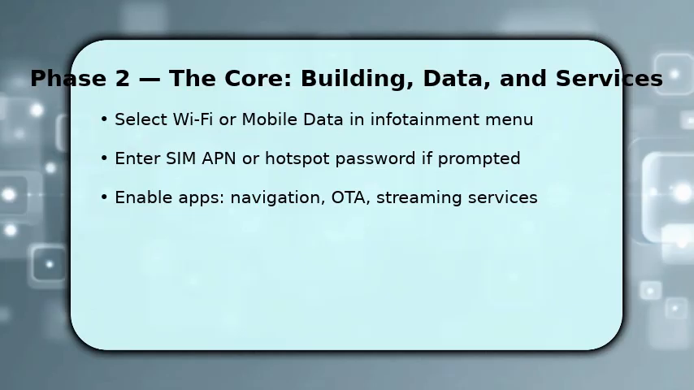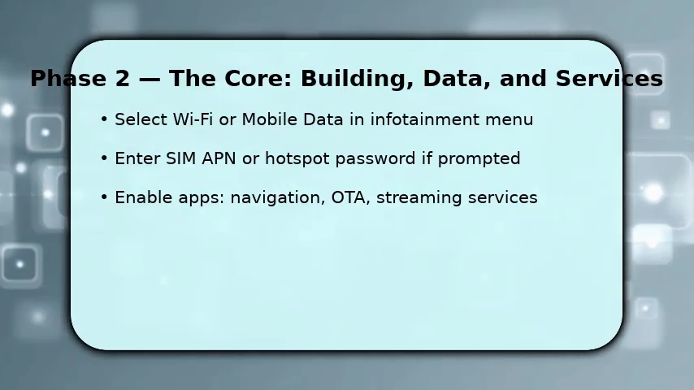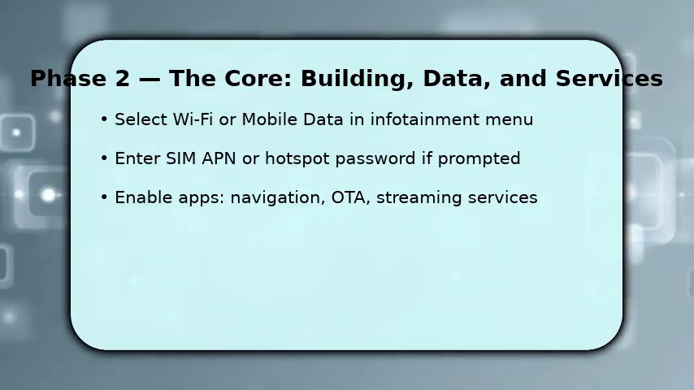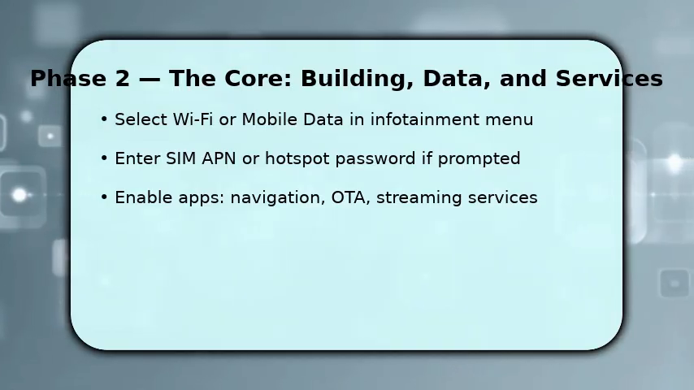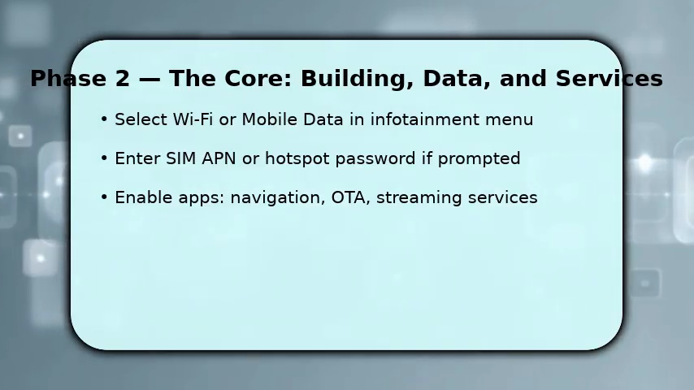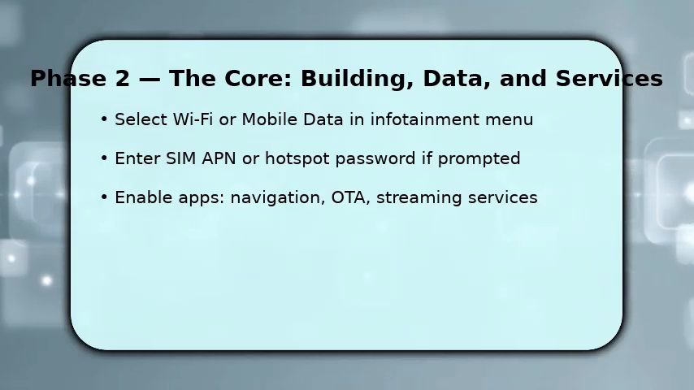Now you configure the network inside the infotainment system. Open Network Settings, choose Wi-Fi to join a hotspot or select mobile data to use the embedded SIM, enter the APN or hotspot password when prompted.